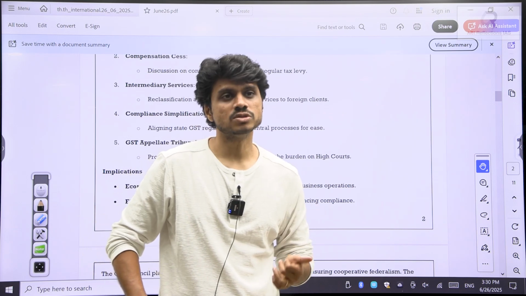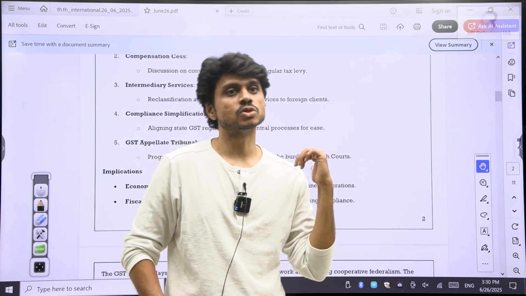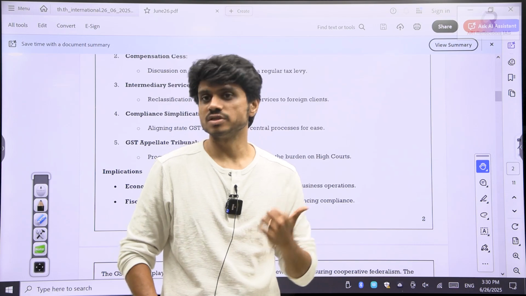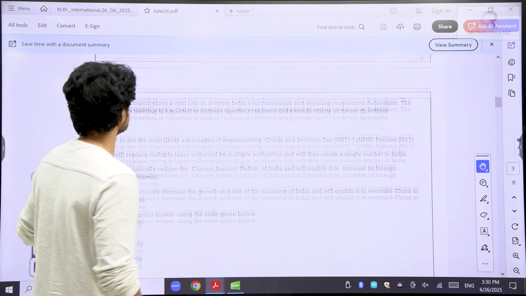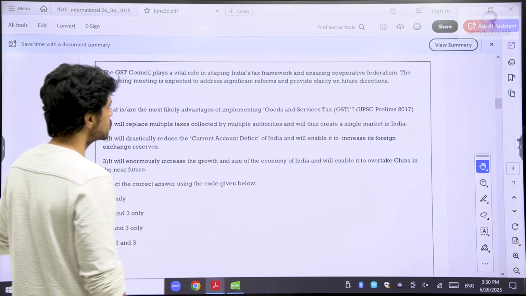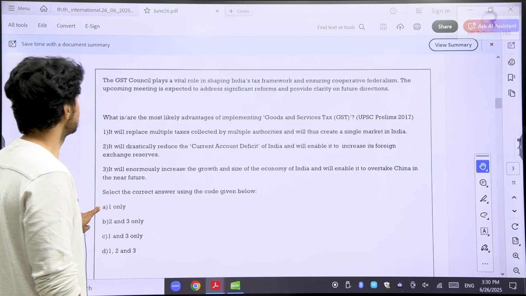So again, it will come in the news. At that time, you should answer all those points. What is GST, features of the GST, significance, and the challenges, you should be able to tell me. Clear? Very simple thing. See here, this was the question. Try to solve this question. This was asked in the UPSC Prelims 2017.